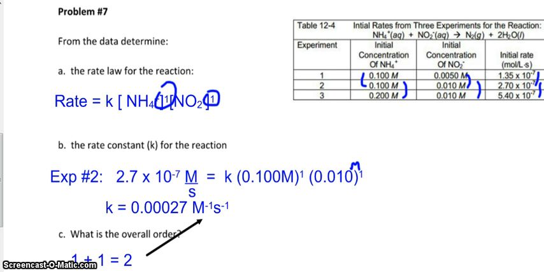And what's the overall order? The first order and first order adds up to 2. And why did I put an arrow there? Because I'm showing you that the units are consistent with the second overall order. Okay, let's go to the next question.